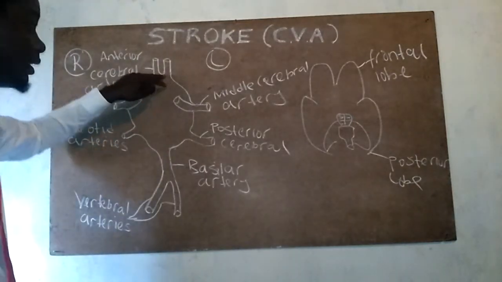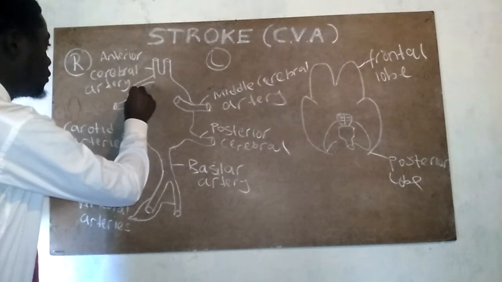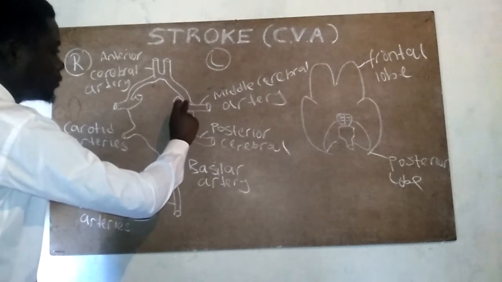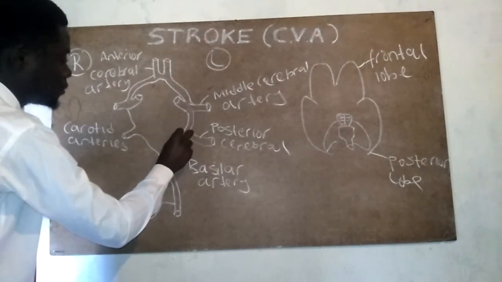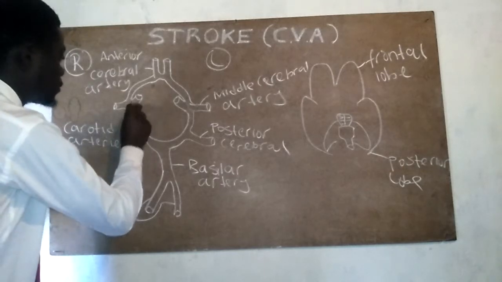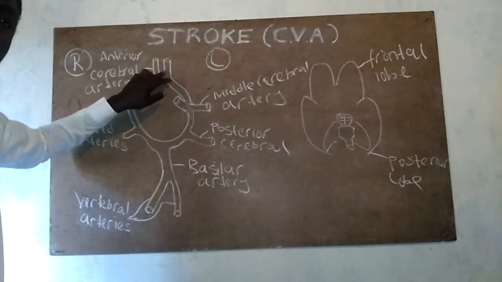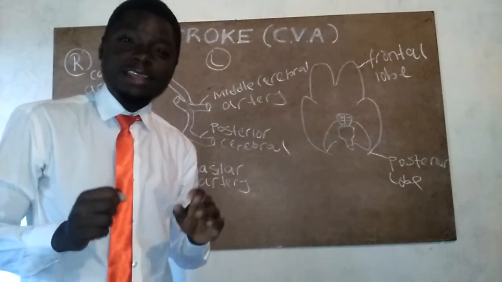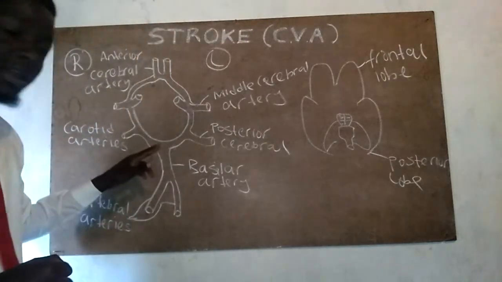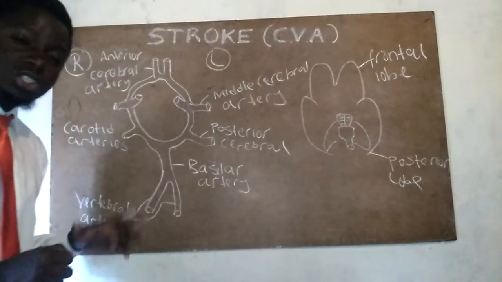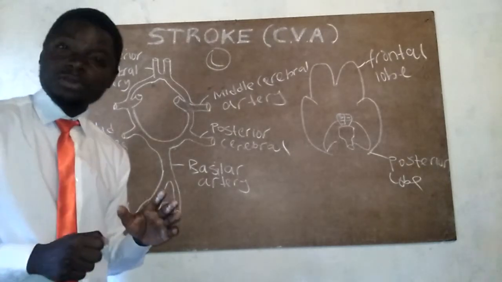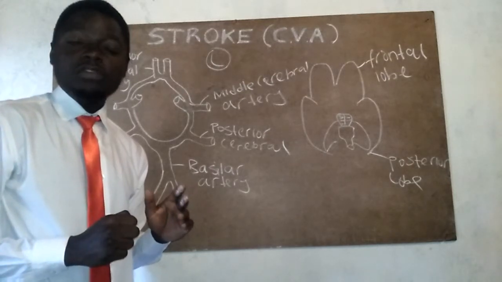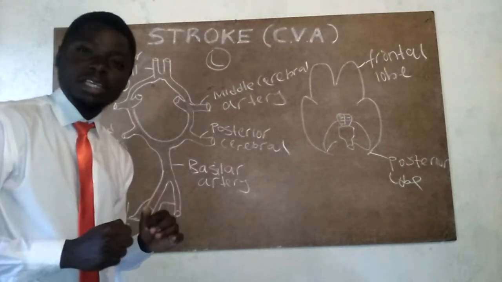And this joining artery here is the anterior cerebral communicating artery. It joins the anterior arteries together. There's another one also in the posterior lobe. It also joins the posterior arteries together, so it's called the posterior cerebral communicating artery.